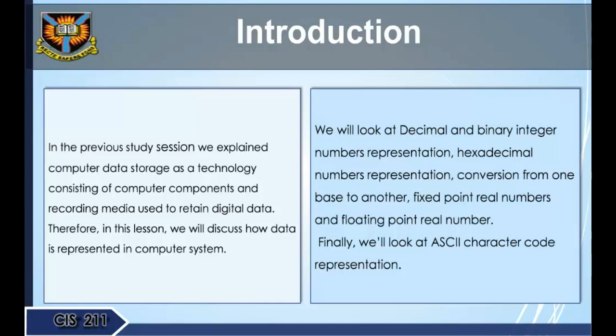We will look at decimal and binary integer numbers representation, hexadecimal numbers representation, conversion from one base to another, fixed point real numbers and floating point real numbers. Finally, we look at ASCII character code representation.